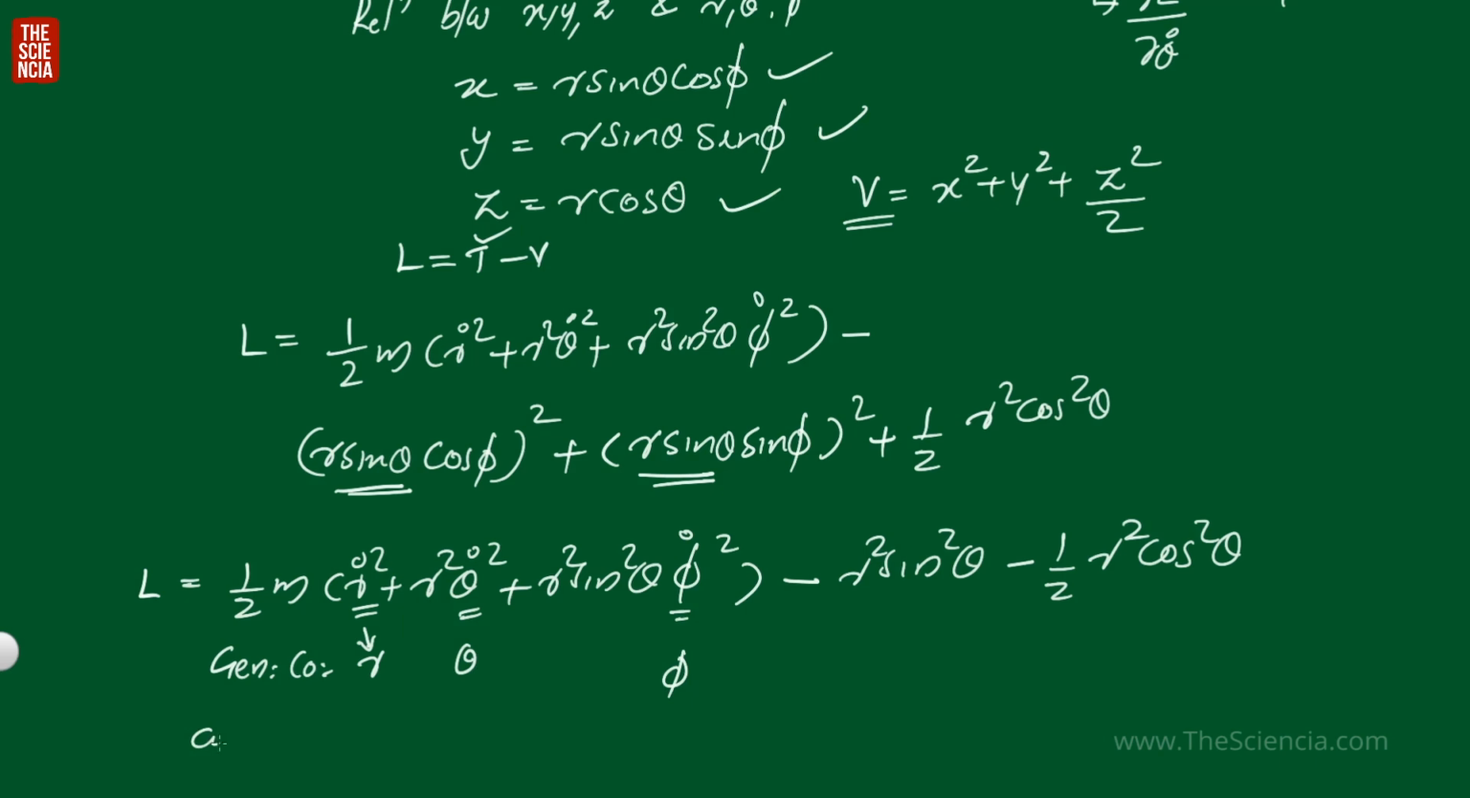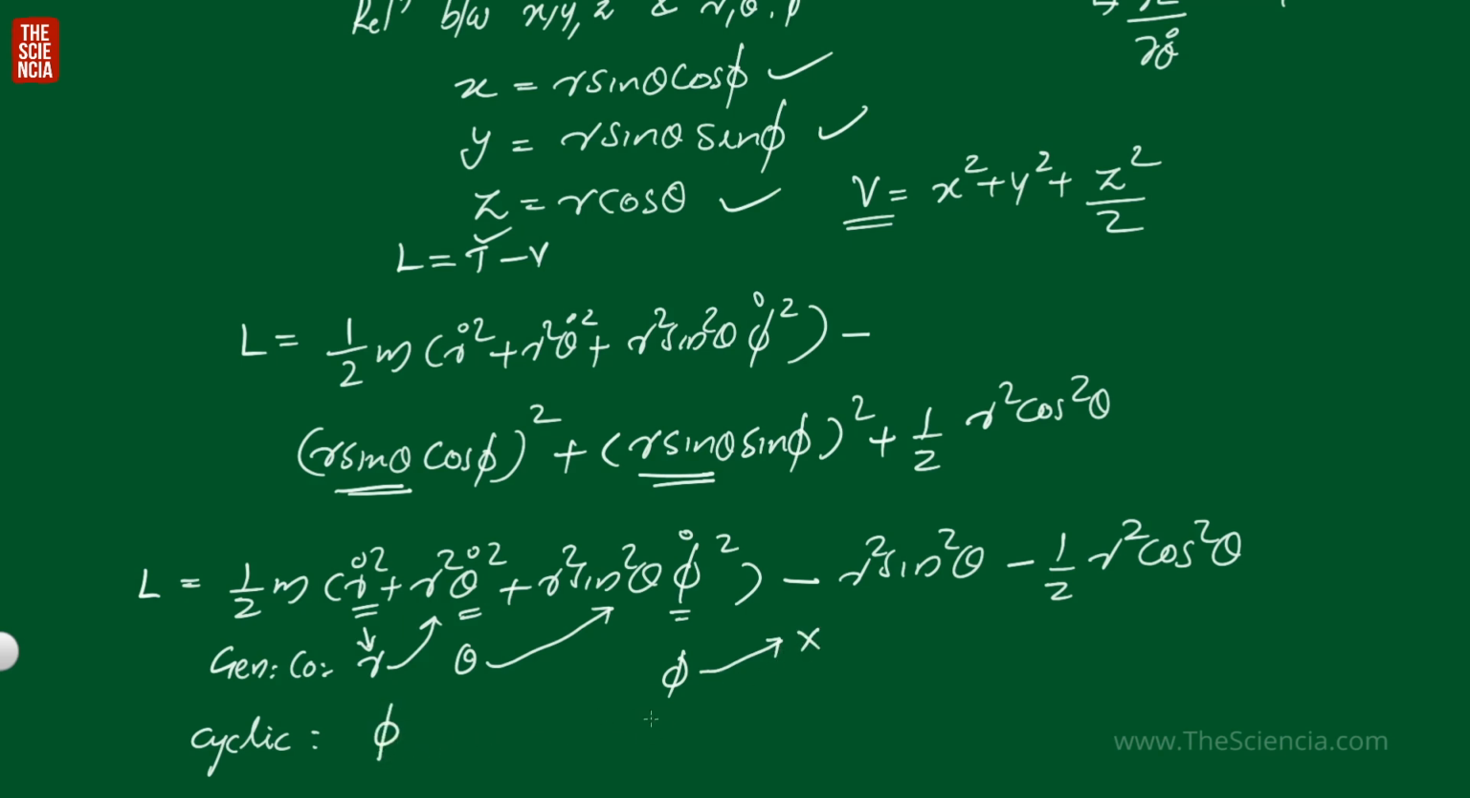Then what are the cyclic coordinates? Check. Is r present in the Lagrangian? Yes. So it is not a cyclic coordinate. Check. Is theta present in the Lagrangian? Yes. So it is not a cyclic coordinate. And check phi. Is phi there anywhere? No. So the cyclic coordinate is phi.